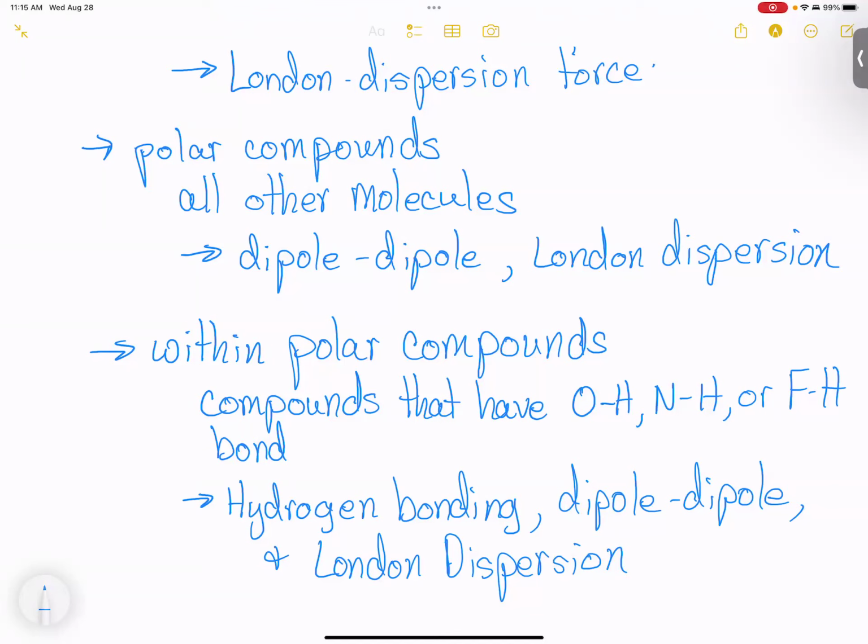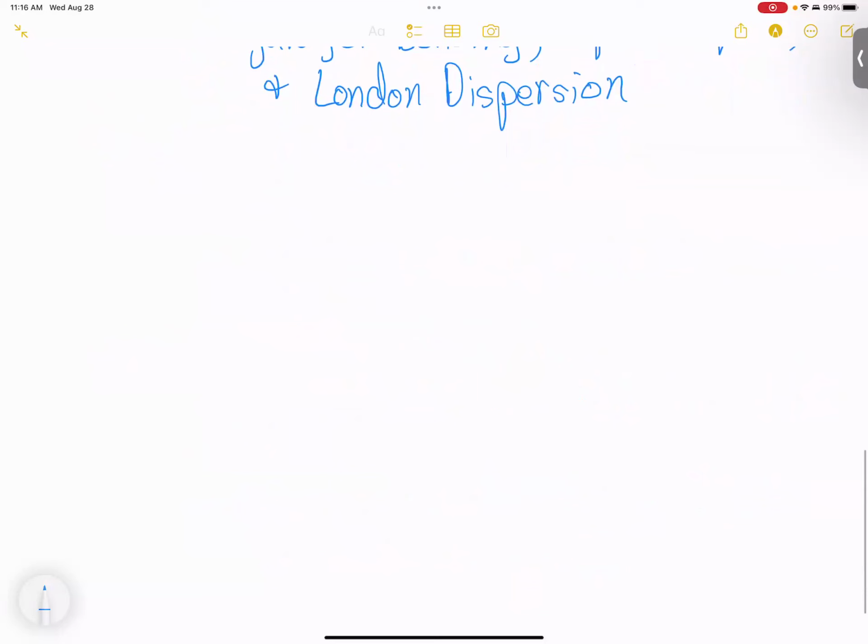Question. Now, let's look at some examples, and let's figure out what intermolecular force or forces these examples have.